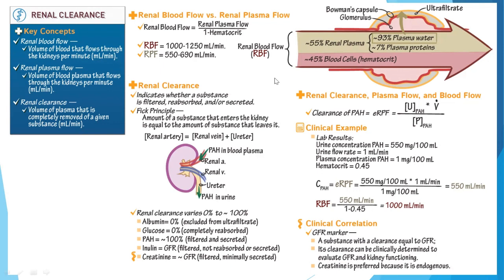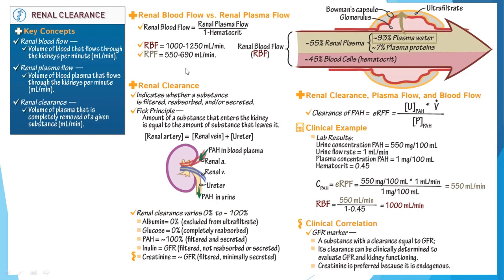Okay, so it was the renal blood flow, renal plasma flow, renal clearance. Now the renal blood flow equals the renal plasma flow divided by 1 minus hematocrit. The normal renal blood flow is 1000 to 1200 ml per minute, and the renal plasma flow comes out to be 550 to 690 ml per minute.